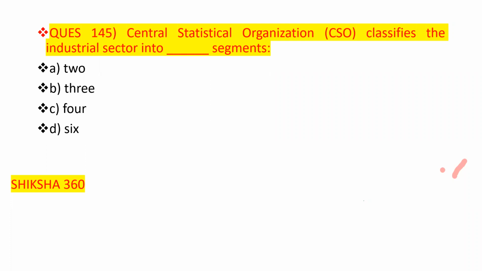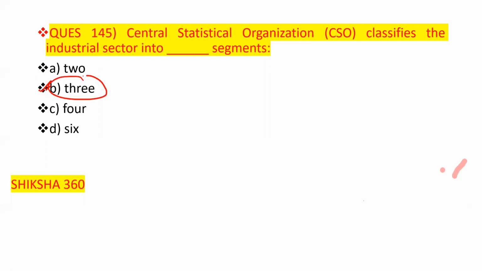Central Statistical Organization, that is CSO, classifies the industrial sector into how many segments? 2 segments, 3 segments, 4 segments, 6 segments. So it is divided into 3 segments. Option number B is the answer.